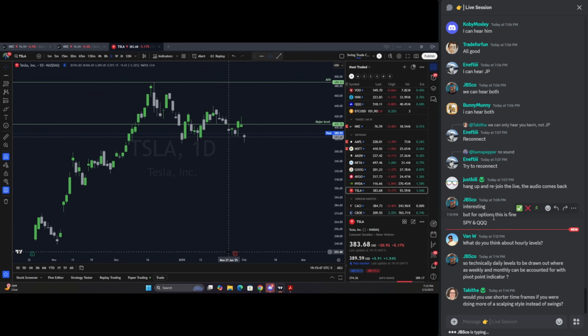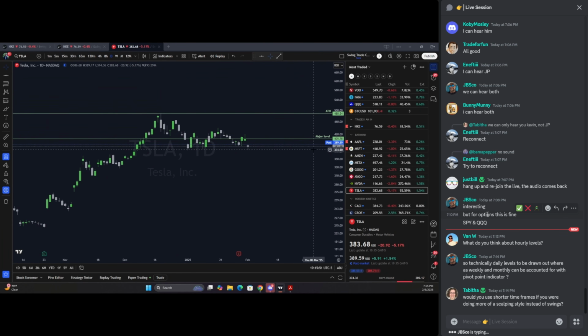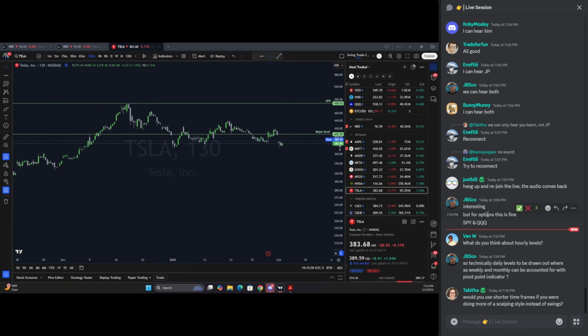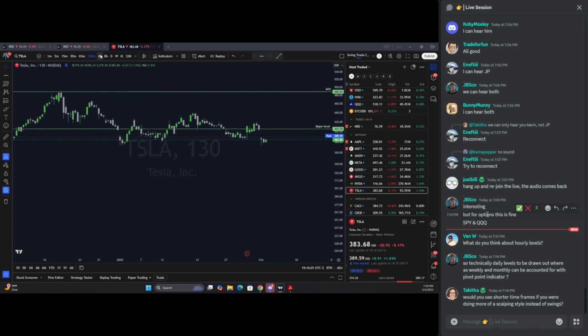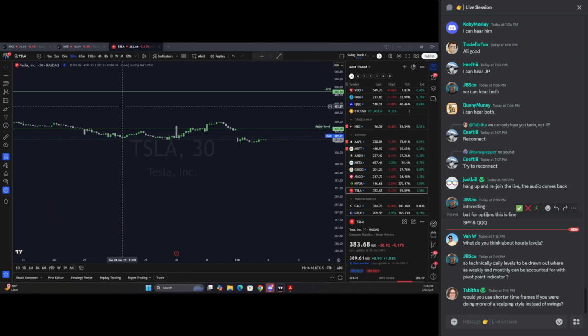Someone asked, what do you think about hourly levels? I don't use hourly levels. I use 65-minute levels and I use 130-minute. I keep it very simple. I like to use 4 hours as key intraday levels. I don't like going anywhere underneath this. My favorite time frame to trade on is the 30-minute.